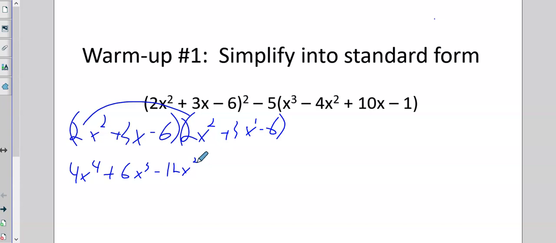Then the 3x times everything. So 3x times 2x squared is going to be 6x cubed again. And then 3x times 3x is going to be 9x squared. And 3x times negative 6 is going to be negative 18x.